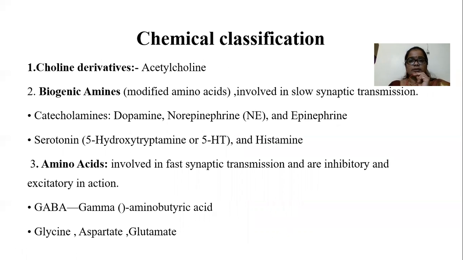Neurotransmitters are classified in two ways: chemical classification and functional classification. First is chemical classification. The first thing is choline derivatives. Choline is one kind of nutrient, found in milk products and vegetables. An example of choline derivatives is acetylcholine.